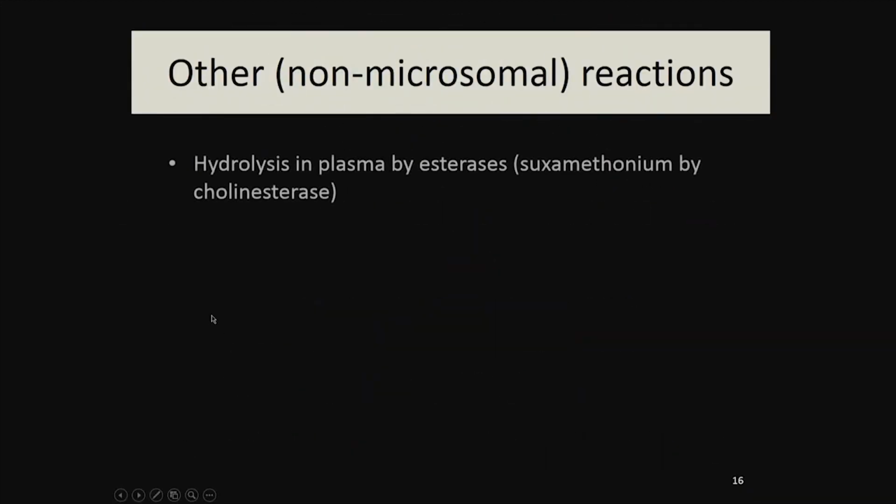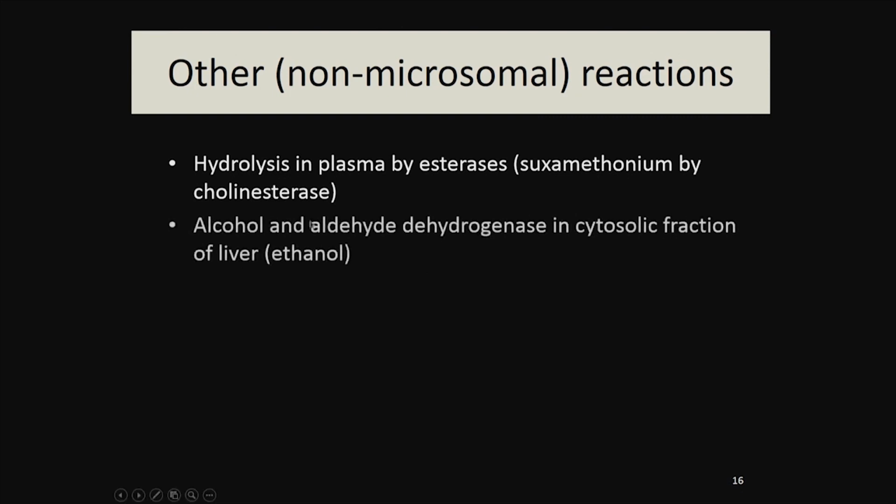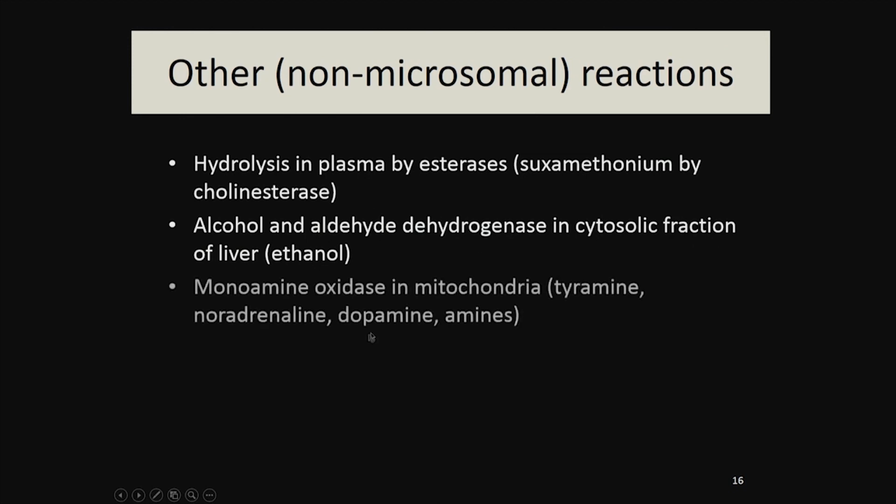There are other non-microsomal reactions. Hydrolysis in plasma by esterases. As you know, esterases act on esters, like cholinesterase, that is in the plasma, not in the liver. In the liver we have predominantly P450 type of enzymes. Alcohol and aldehyde dehydrogenases are in the cytosolic fraction of liver. If you have ethanol, it gets dehydrogenated by dehydrogenase enzymes.